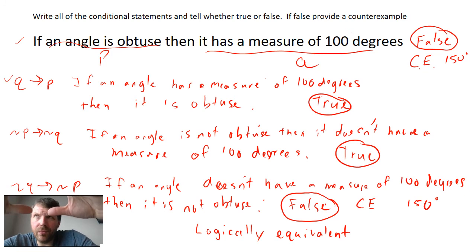So what happens if the conditional statement and the converse are both true? Then I automatically know the rest of them are true, right? What happens if they're both false? Well, then I know the rest of them are false. So that helps you whenever you're thinking about it, because I can understand it gets a little confusing at times.